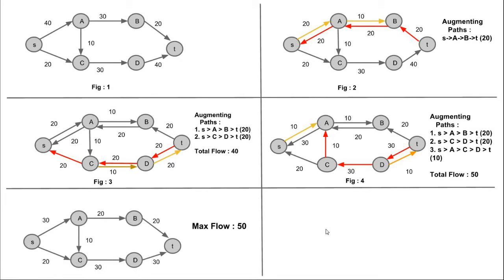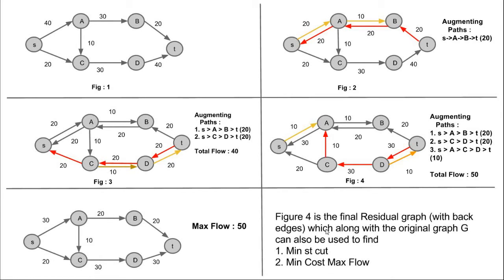For example, S to A was a reverse edge in figure 4, in the residual graph 4. We made it a forward edge. Similarly, A to B and B to T. So now the actual flow is 30 along S to A and 20 along S to C, and so on. The max flow is the total flow entering T, that is, B to T is 20 and D to T is 30. Now given the residual graph with back edges in figure 4, it can also be used to find the min ST cut and the min cost max flow.